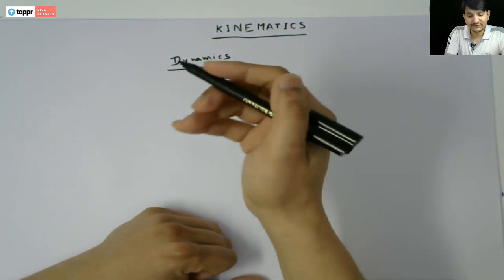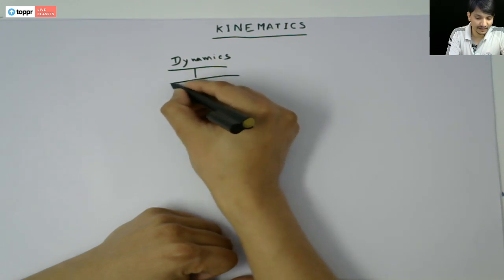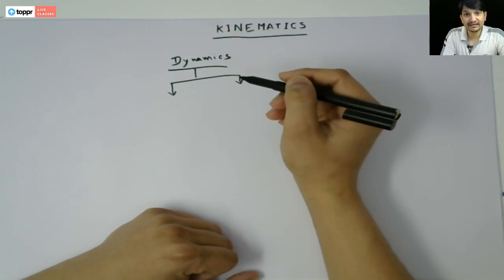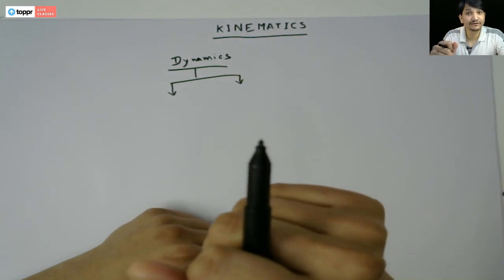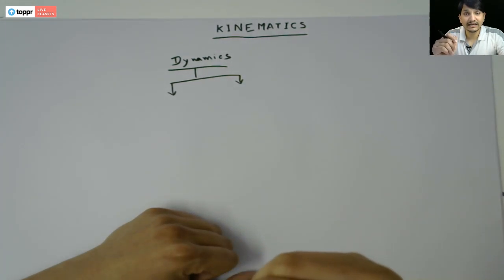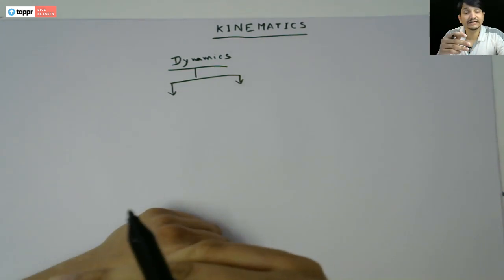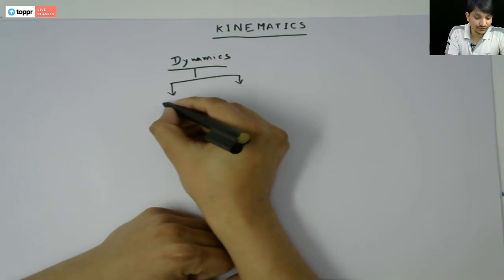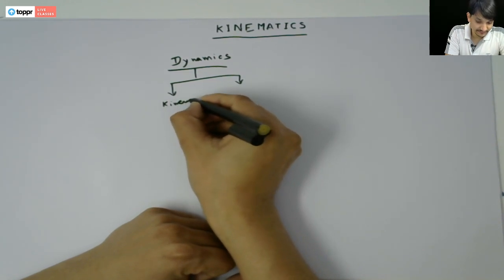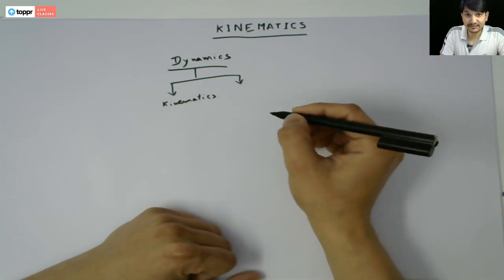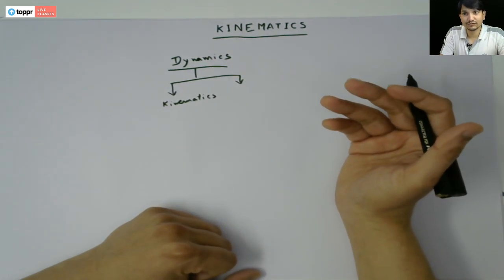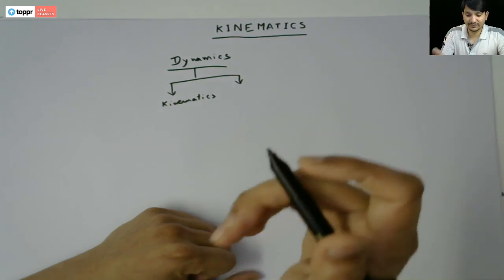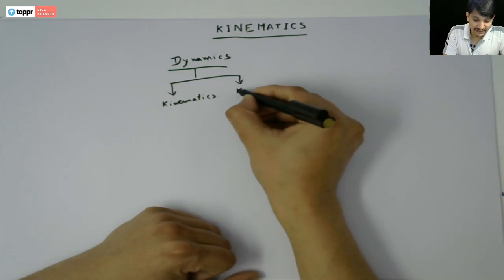Dynamics is further subdivided into two parts. Here we are saying the study of motion is divided into two parts. First is the description of motion, and second being the causes of motion. The description of motion is known as kinematics, and the reason behind motion, such as force and momentum, which are responsible for any kind of motion, is known as kinetics.